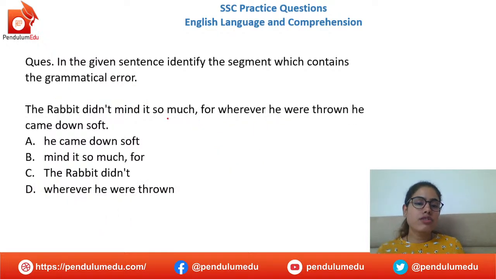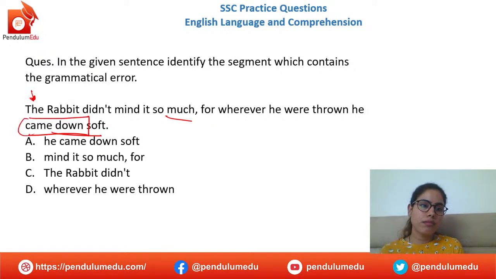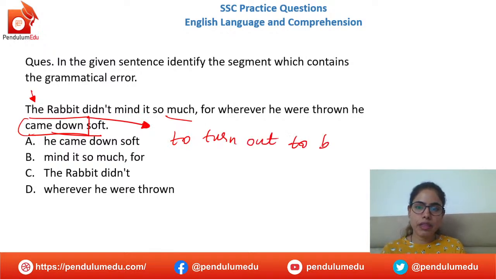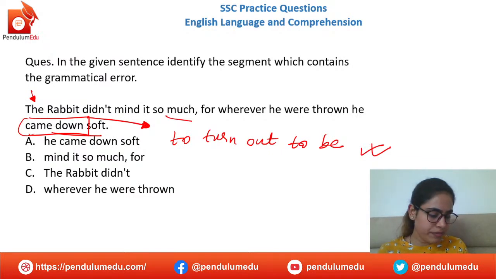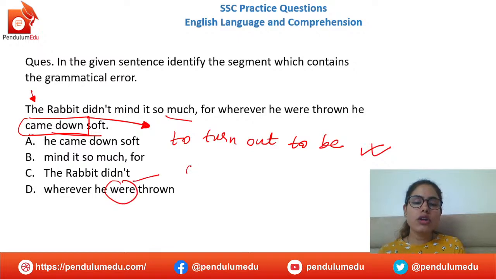The rabbit didn't mind it so much, for wherever he was thrown, he came down soft. If you understand the phrasal verb, you will get the answer. He came down soft means to turn out to be, that means to express yourself the way it seems. For example, you face something and this is your reaction or response to it. Ashish says it would be D. So it's very obvious, this is not a conditional clause.